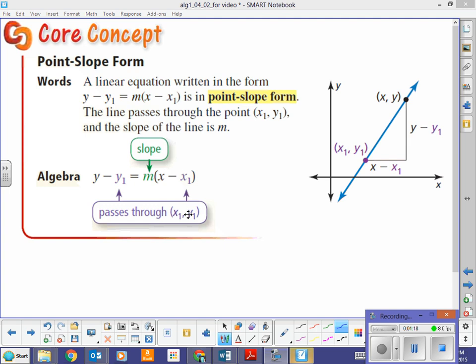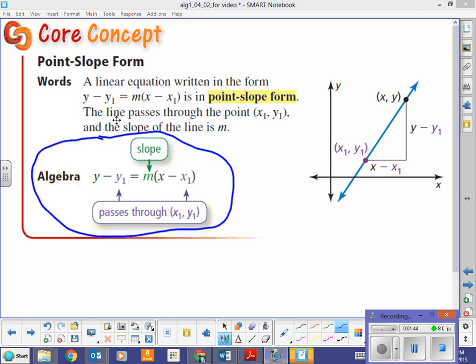Point-slope form. I need you to get all this right into your notes, and we'll talk about what this means. A linear equation written in the form y minus y sub 1 equals m, again slope, times the quantity x minus x sub 1 is the point-slope form.